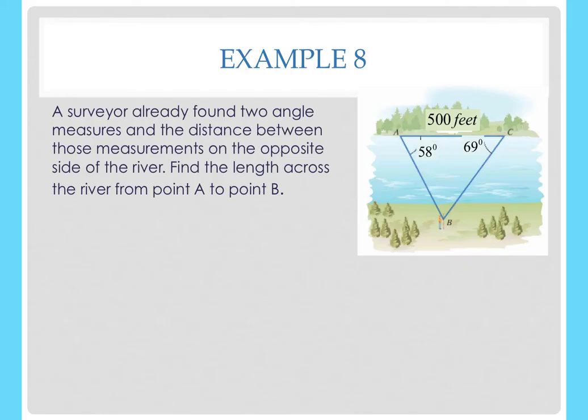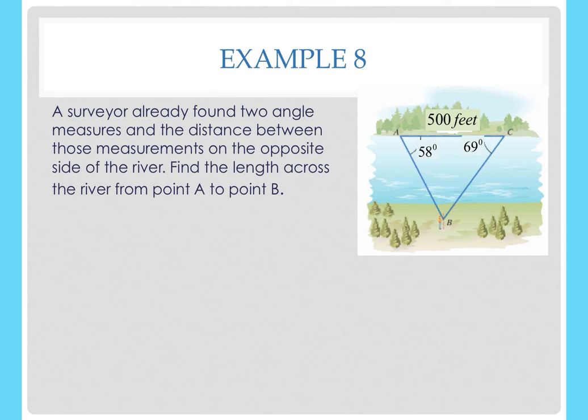All right, this one says the surveyor already found two angle measures and the distance between those measurements on the opposite side of the river. Find the length across the river from point A to point B. So this time the angles are already on your diagram. Sometimes there are easy diagrams like this, and then sometimes you've got to draw it.